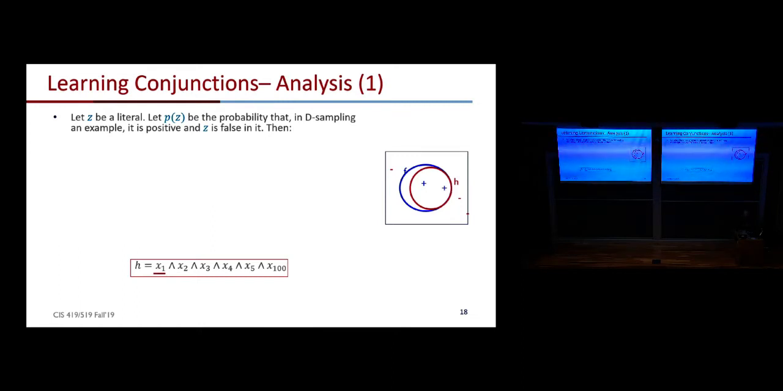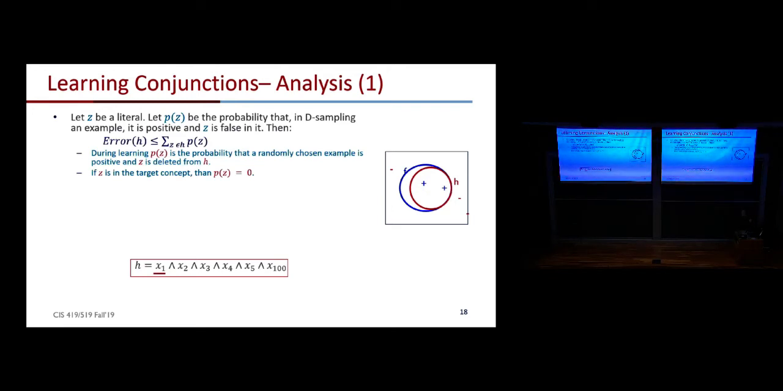So first of all, my claim is that the error of my hypothesis is bounded by the sum of P of z, where z ranges over all the literals in the hypothesis. Because that's the worst that can happen: each one of the literals that stayed in the hypothesis could cause a mistake like this, right? In this case, we know the truth. We know it's x1. But in principle, when you have a hypothesis with some variables, each one of them could cause these mistakes. That's the worst case. So my error is going to be the sum of P of z's, summed over all literals in the hypothesis.